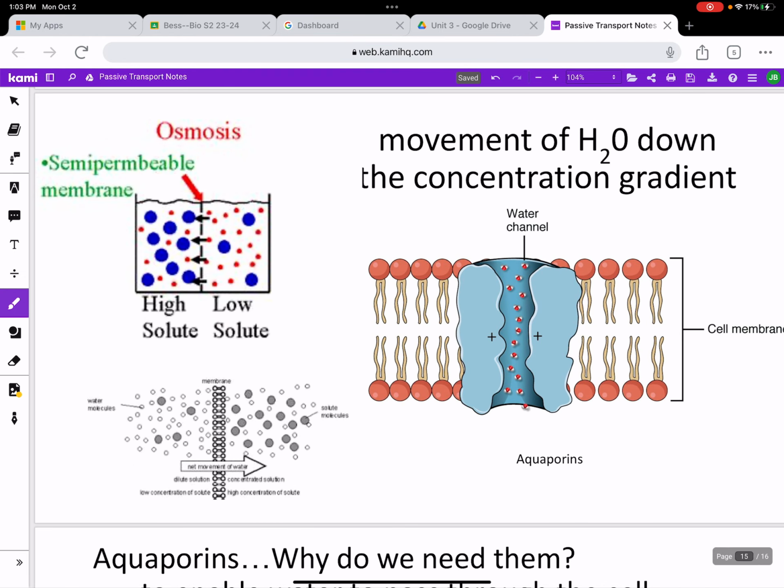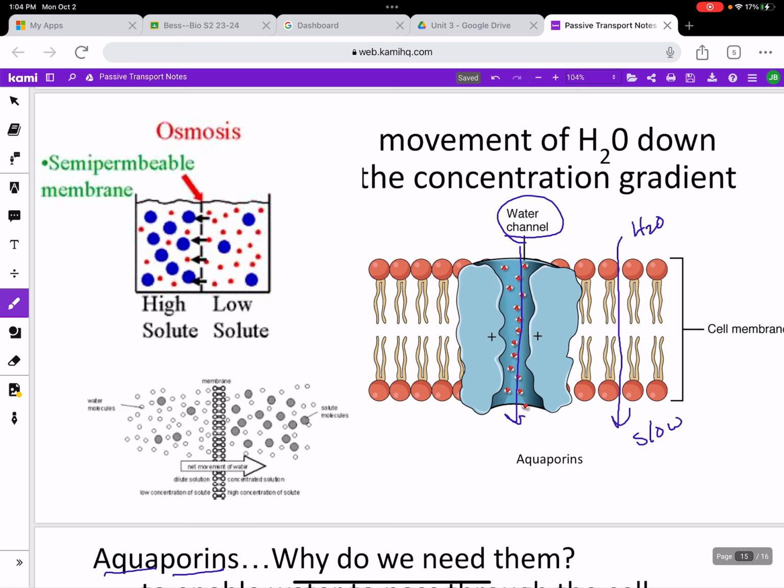All right, and then water. Water, like I said, will travel across in between the phospholipid molecules, but it's very slow, which is not ideal. And cells need to have water. They need water for cellular respiration, so they can make energy. So what do we have? A special channel protein. I'm going to talk about the name in a little bit. It's called an aquaporin. Aqua for water, porin for hole. And this is a way of getting water in and out of a cell quickly.